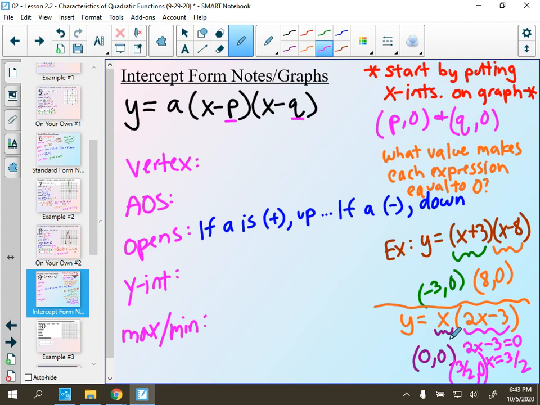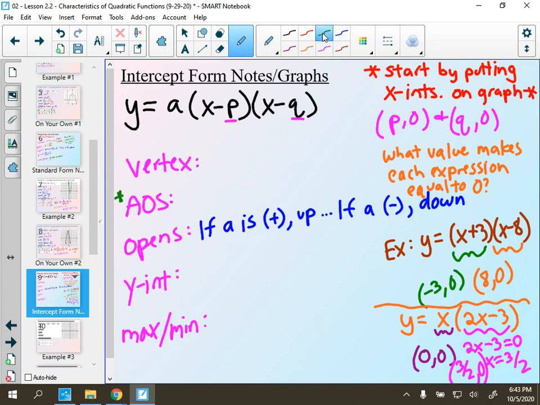Okay. So I still haven't answered vertex, axis of symmetry, y-intercept, maximum, minimum value, but that's where you start. Start by putting those on the graph. The next thing we are going to find is the axis of symmetry. There are 2 ways to find it.